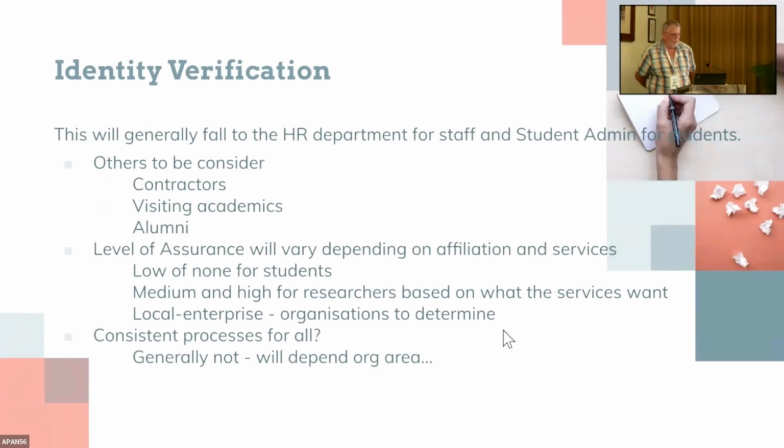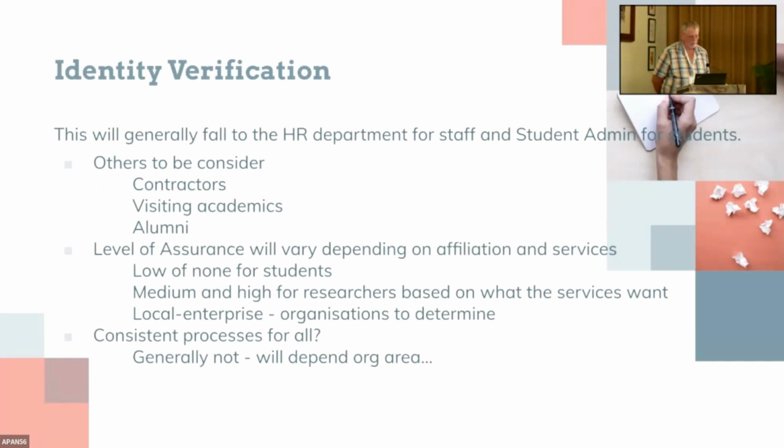So identity verification. This will generally fall to your HR department or your staff or student admin for students. There are some other folks that need to be considered who don't actually fall into either of those systems: contractors, your visiting academics, and your alumni. Do you need to do the stuff for these guys? Some of them you will. Like I'm a contractor for many universities. They just trust me, but I don't know why. They should actually be doing some sort of identity verification of myself when I go and do work for them.